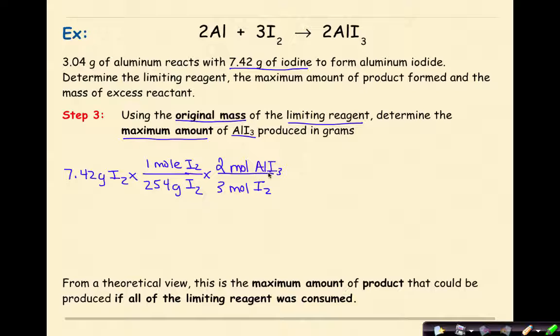And now I'm in moles of AlI3. And maybe some problems will tell you that's where you can stop. But this problem does not. They want this produced in grams. So we're going to do a multiplication sign and a line. And our last step is going to be converting from 1 mole of AlI3 into grams of AlI3, which is 408 grams of AlI3.